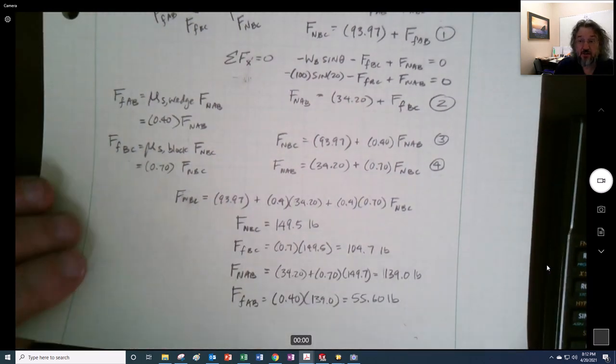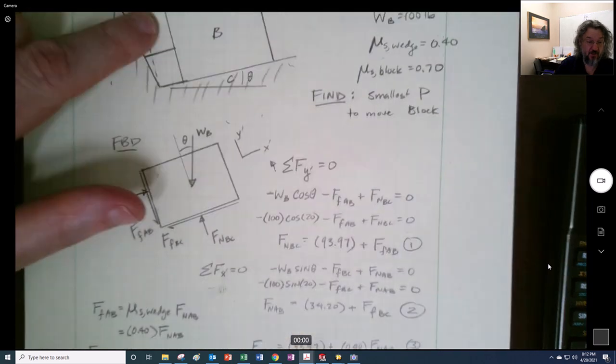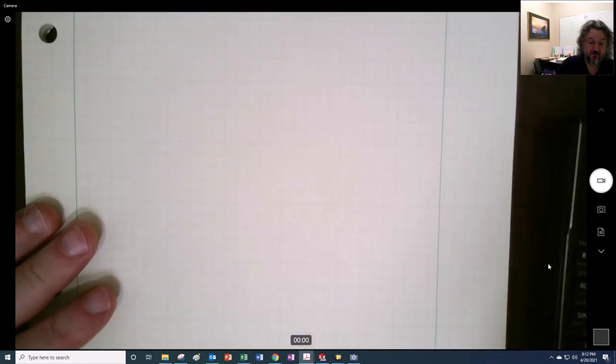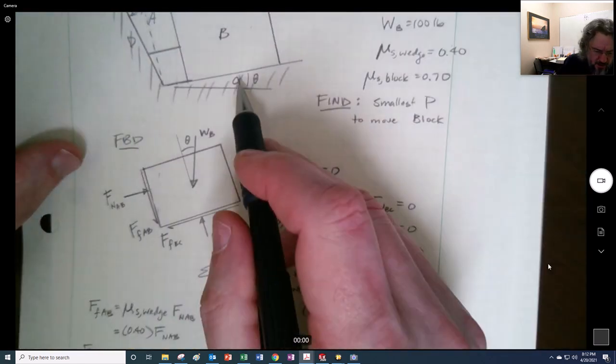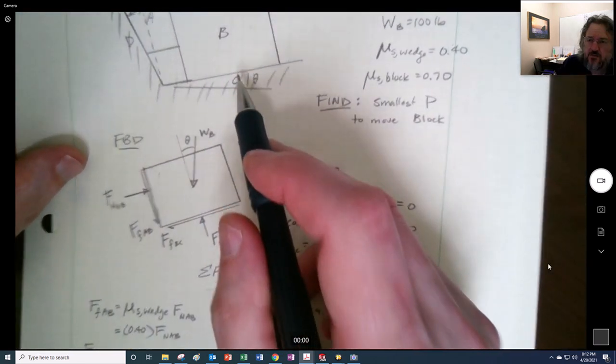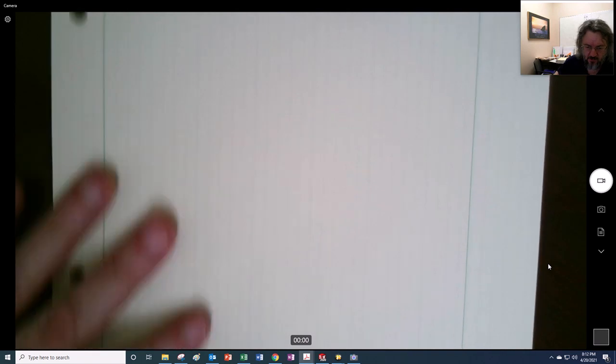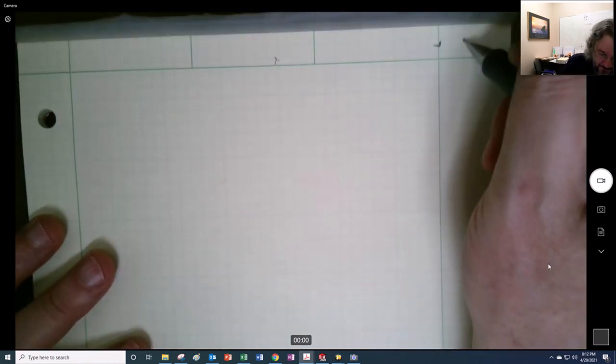So we're ready to go to the next FBD, which is on the block. We have all of these things right here. I don't think I actually needed this surface right there. I think we could have actually solved this without that.